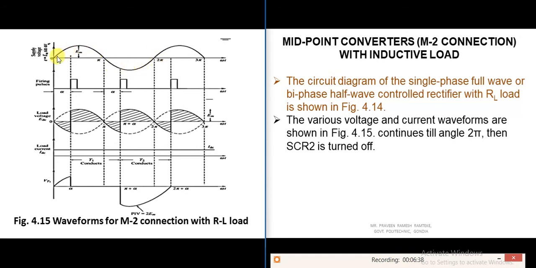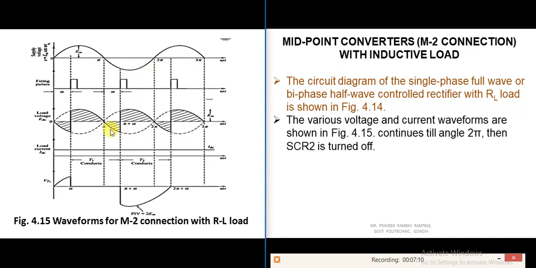The output will be obtained across the positive half cycle of the AC input as well as the negative half cycle of the AC input. Positive half cycle ranges from 0 to pi and negative half cycle ranges from pi to 2 pi. So we will obtain the output voltage for a complete cycle, and hence it is called a single phase full wave rectifier. Why is it called a biphase half wave control rectifier?